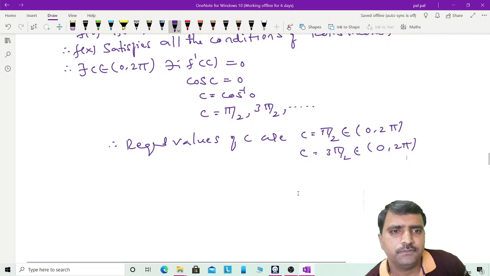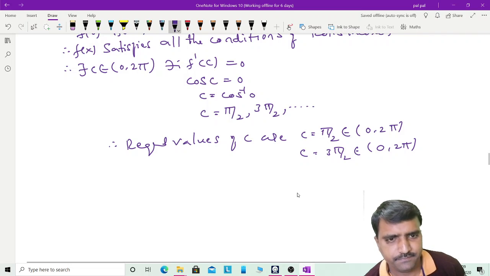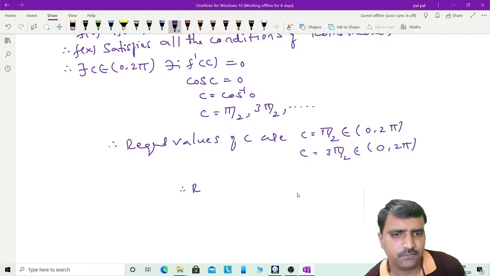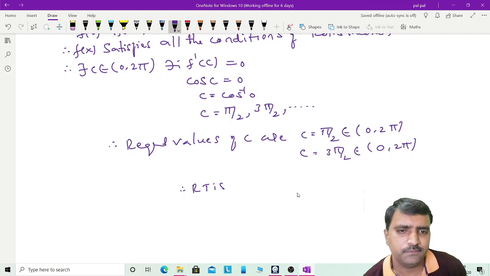Okay, so like this. Rolle's theorem is verified. Therefore Rolle's theorem is verified.